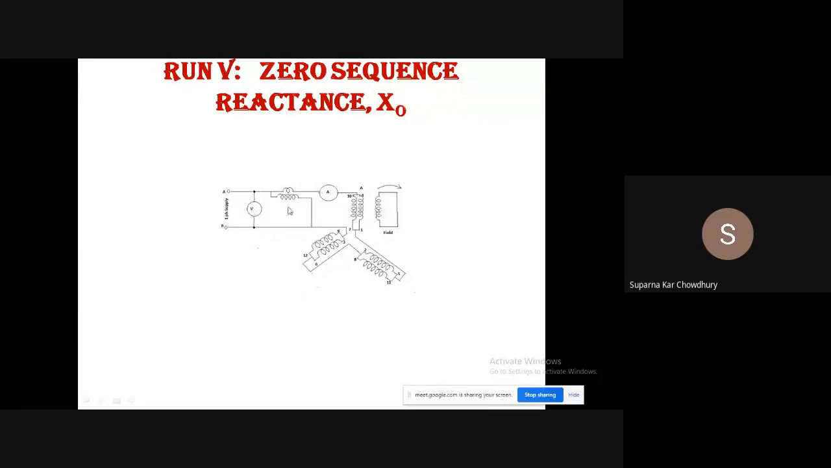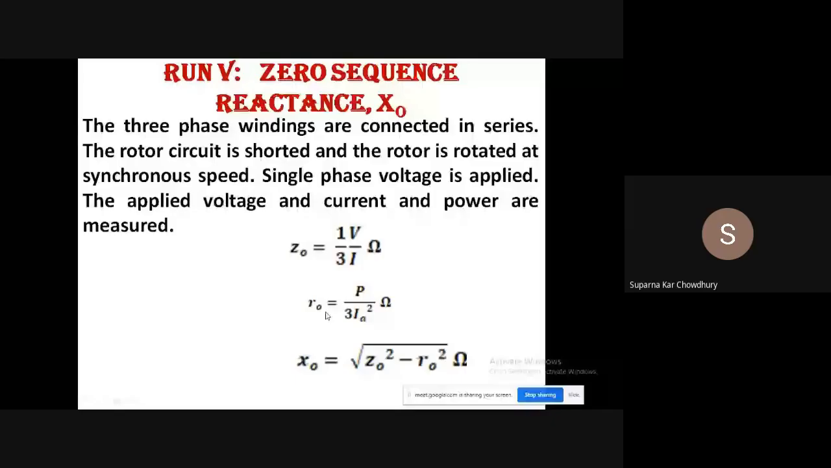Now the voltmeter reading divided by the ammeter reading gives the total impedance of the three phases. So the zero sequence impedance of one phase, Z0, will be 1/3 of V by I. R0, we have the power, so it is P by 3 I squared. If this is I, this also will be I. This you can omit. X0 will be the square root of Z0 squared minus R0 squared.